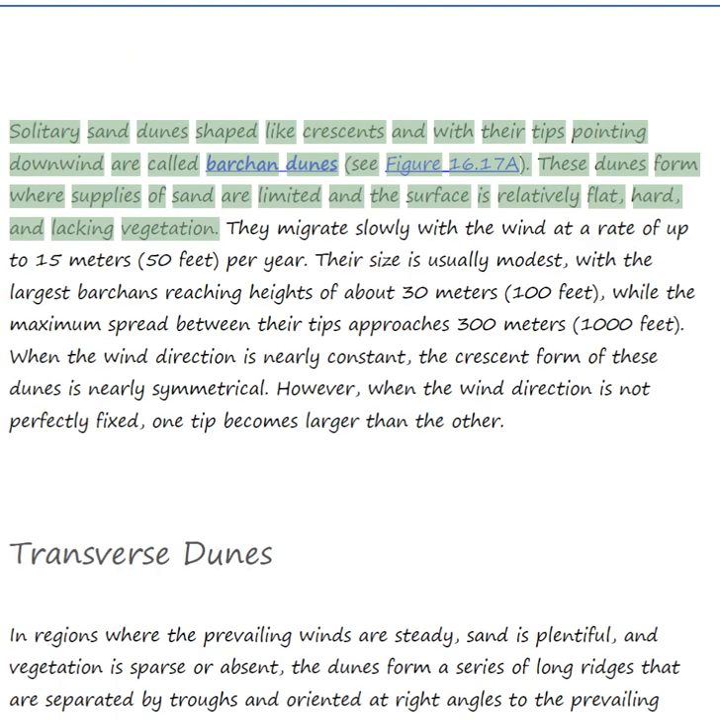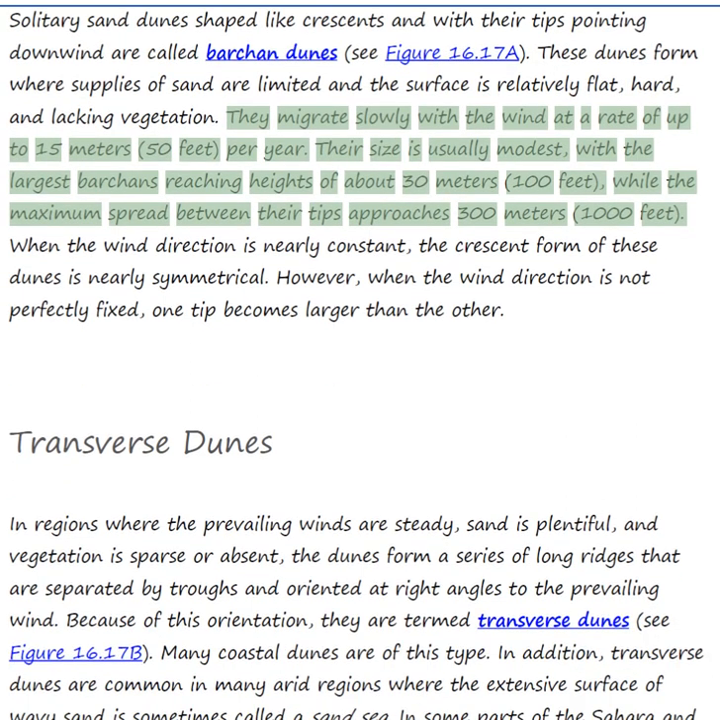Barchan dunes. Solitary sand dunes shaped like crescents and with their tips pointing downwind are called barchan dunes. These dunes form where supplies of sand are limited and the surface is relatively flat, hard, and lacking vegetation. They migrate slowly with the wind at a rate of up to 15 meters per year. Their size is usually modest, with the largest barchans reaching heights of about 30 meters, while the maximum spread between their tips approaches 300 meters.